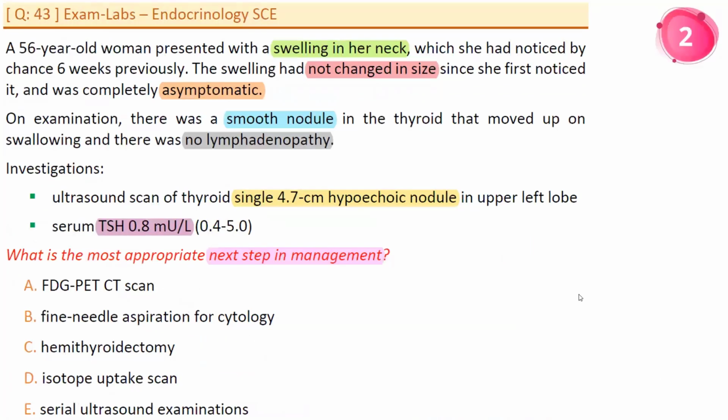Another case scenario: a 56-year-old woman presented with a swelling in the front of her neck, a thyroid nodule, which she had noticed by chance 6 weeks previously. The swelling had not changed in size since she first noticed it and was completely asymptomatic. On examination, isthmus nodule with no lymphadenopathy. Thyroid ultrasonography shows a single 4.7 centimeter hypoechoic nodule. TSH is normal. What is the best next appropriate step in the management?